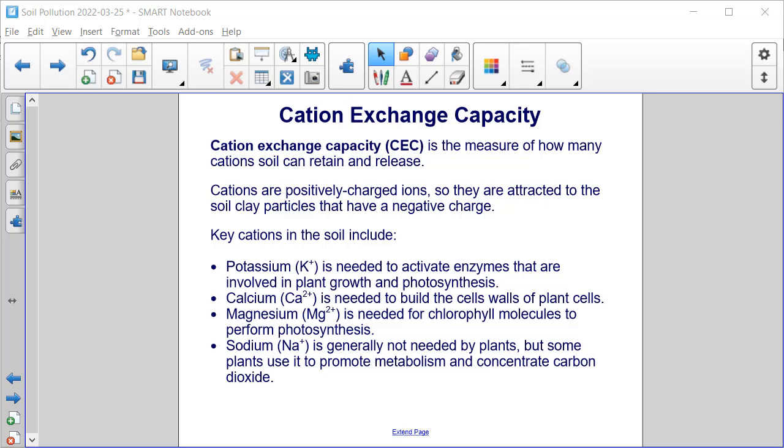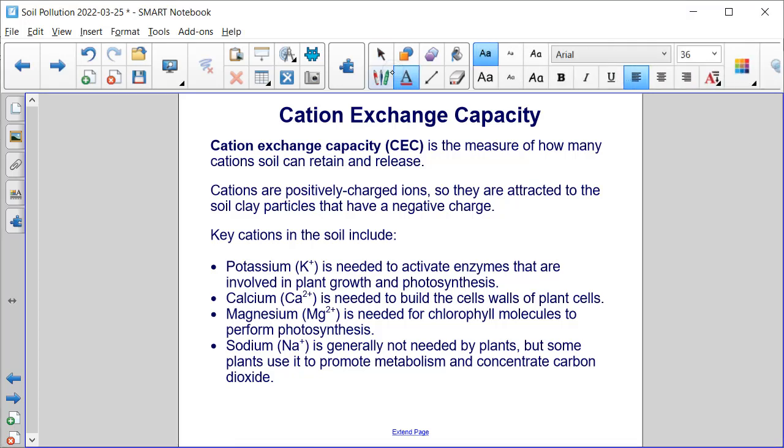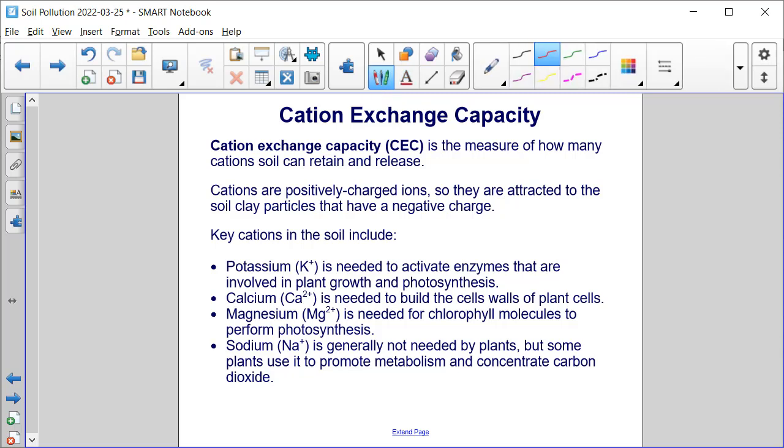Cation exchange capacity, CEC, is the measure of how many cations soil can retain and release. Cations are positively charged ions, so they are attracted to the soil clay particles that have a negative charge. Key cations in the soil include potassium, K+, which is needed to activate enzymes that are involved in plant growth and photosynthesis.